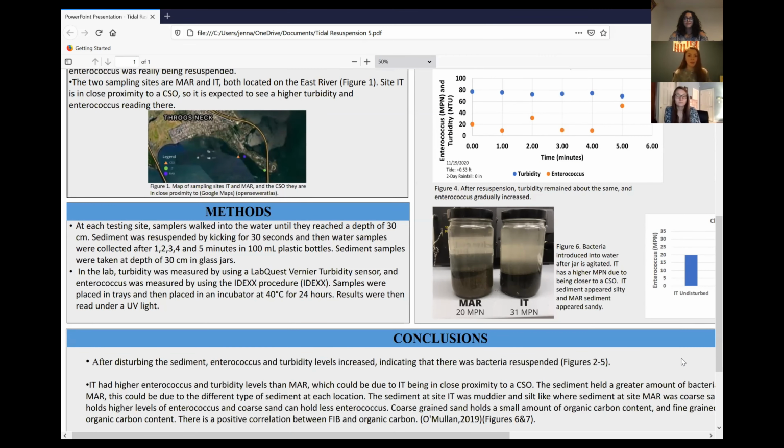Back in the lab, turbidity was measured using a turbidity sensor, and Enterococcus was measured by following the IDEXX procedures. Samples were placed in trays and then placed into an incubator at 40 degrees Celsius for 24 hours. Results were then read under a UV light.